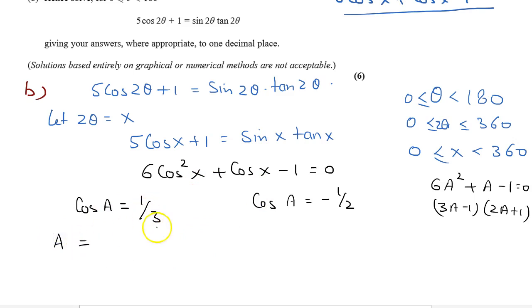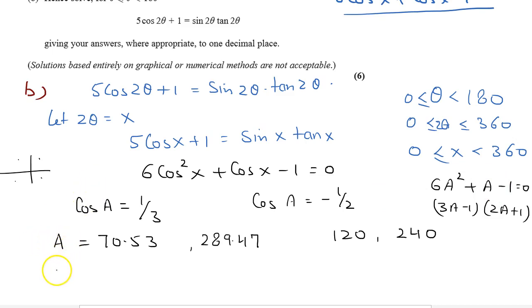So a is cos inverse 1 over 3, which is 70.53. Using the CAST diagram, in the fourth quadrant it is 289.47, and for this one a will be 120 and 240.